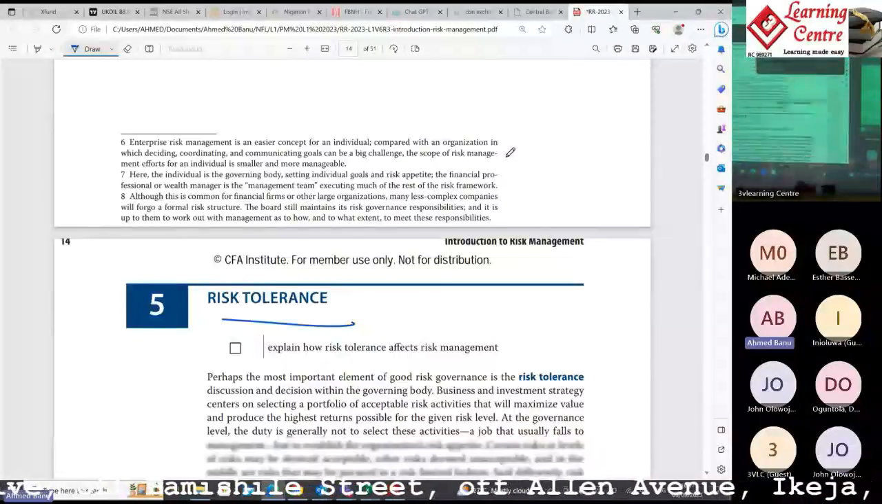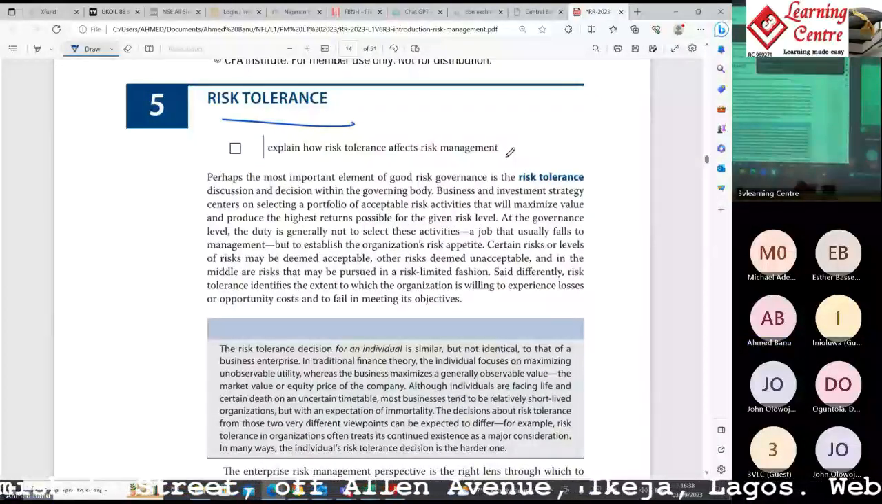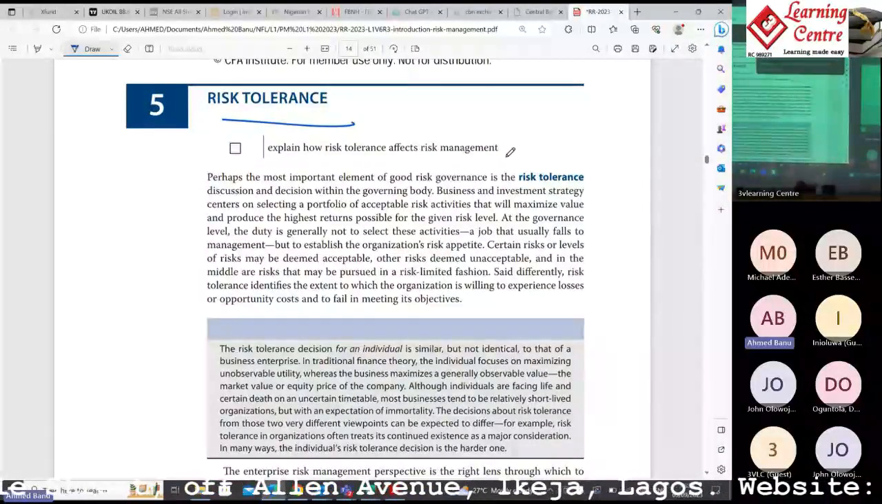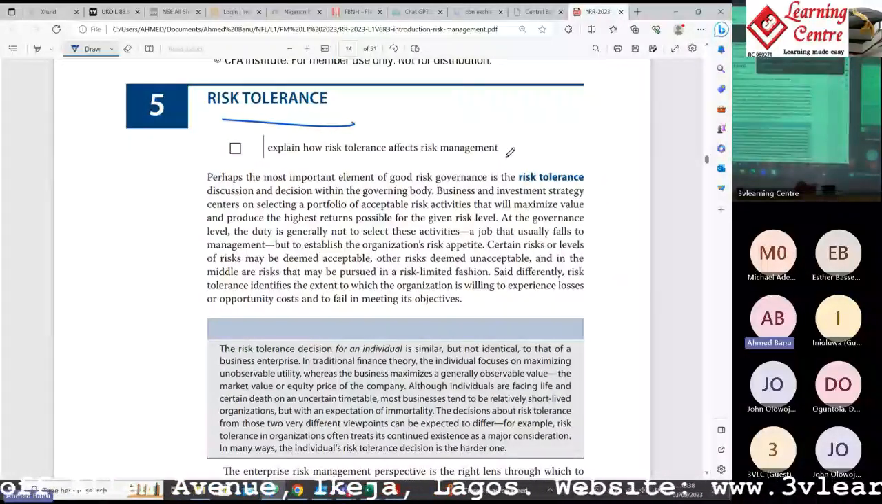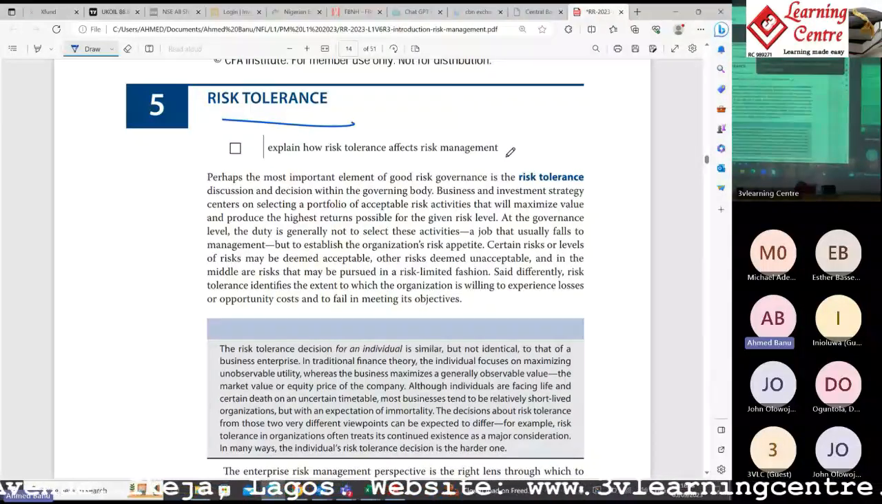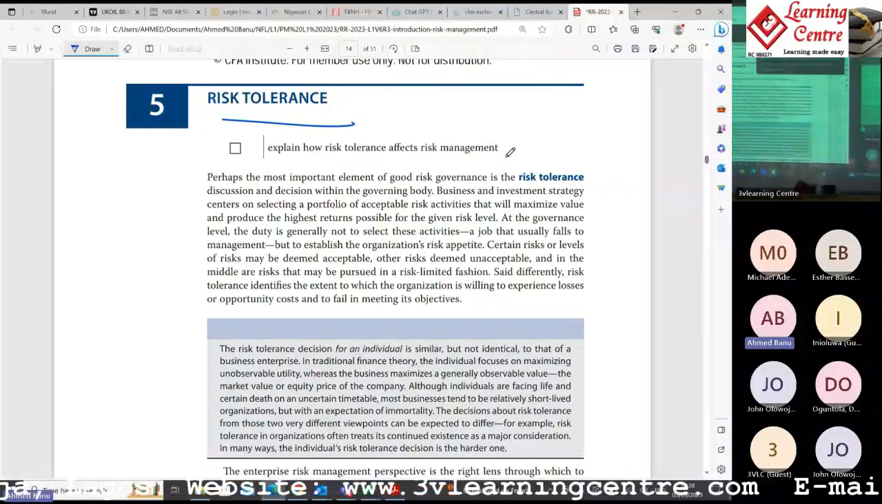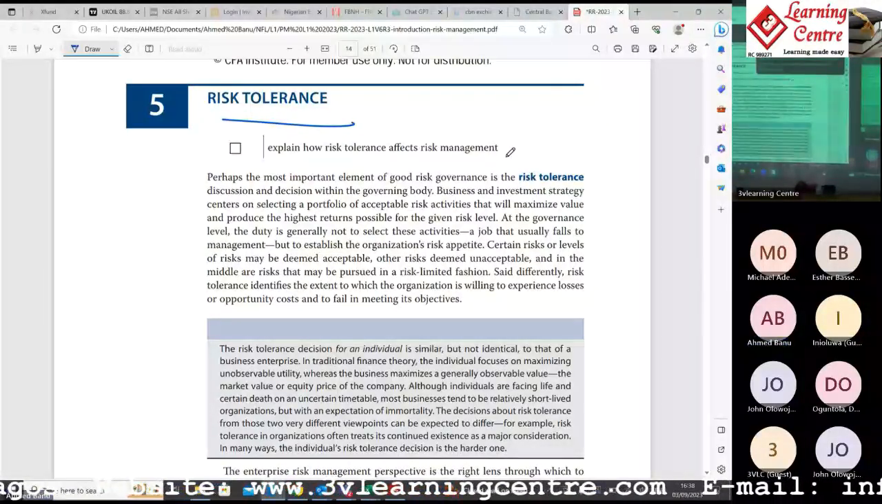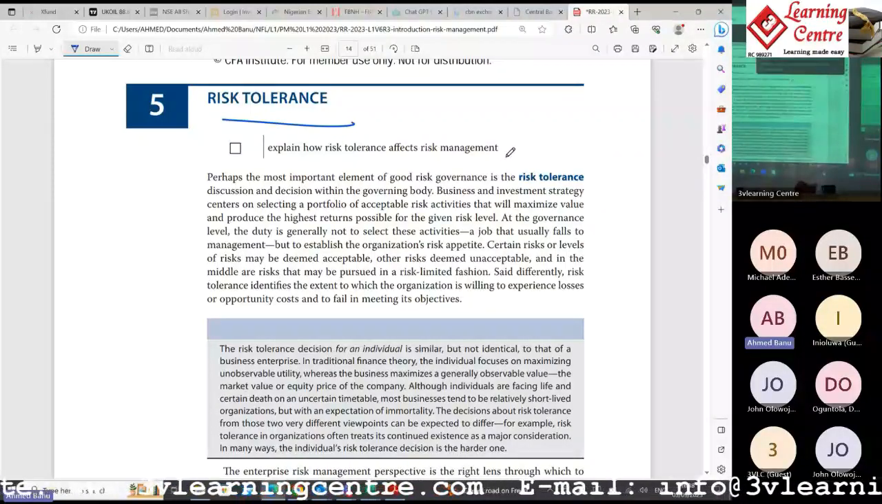Now, let's talk about risk tolerance. Risk tolerance is the level of risk. Perhaps the most important element of good risk management, good risk governance, is the risk tolerance discussion and decision within the governing body. So, what level of risk do you want to take? That's what risk tolerance is.